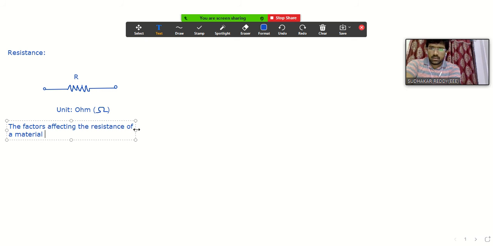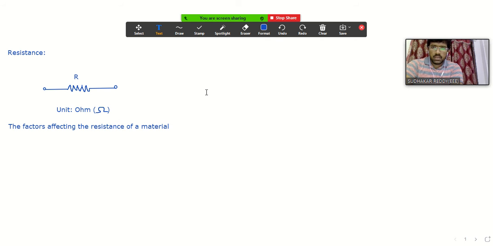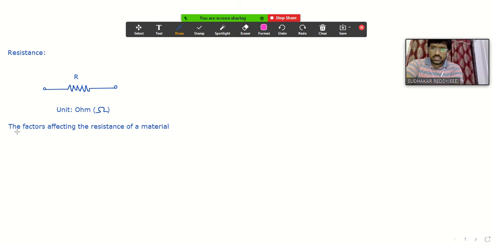So keep in mind, all of you, the resistance of a particular material does not depend on the applied voltage, and it does not depend on the current passing through the material. Completely, the resistance of a particular material only depends on the physical properties of the material. So now we'll see what are the different factors which affect the resistance of a particular material.